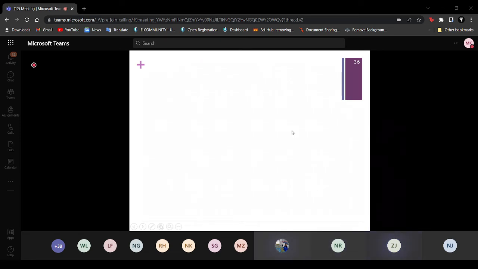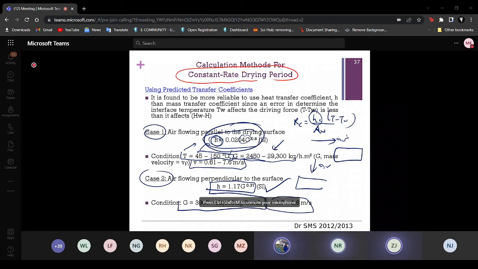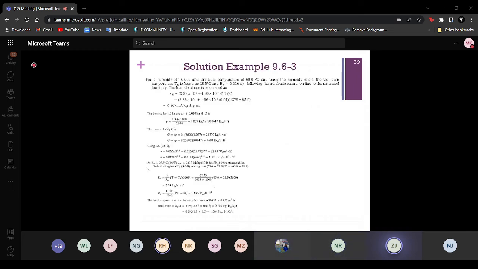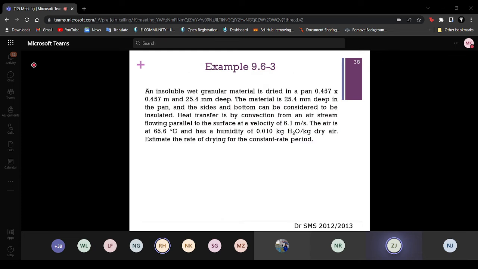Okay, now, sebelum saya pergi ke what is the H, the TW and so on, kita tengok example ni. Tengok yang mana yang kita boleh calculate dulu. Ini example dalam you punya textbook.